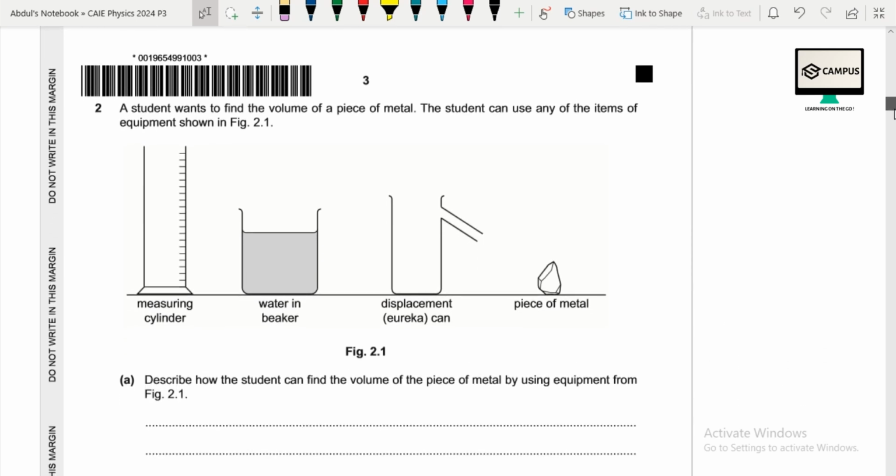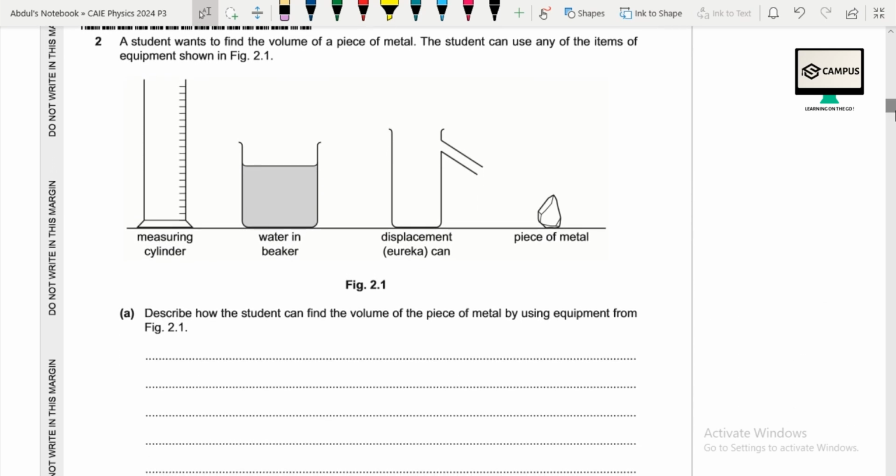All right, moving on. Question number 2. The student wants to find the volume of a piece of metal. The student can use any of the items of the equipment shown in figure 2.1. All right, so what do we need to do? Describe how the student can find the volume of the piece of metal by using equipment from 2.1.